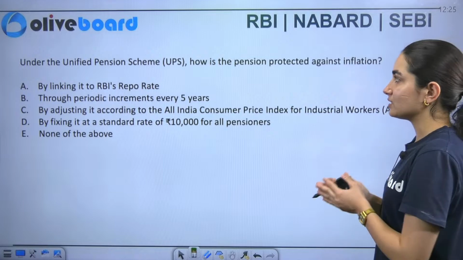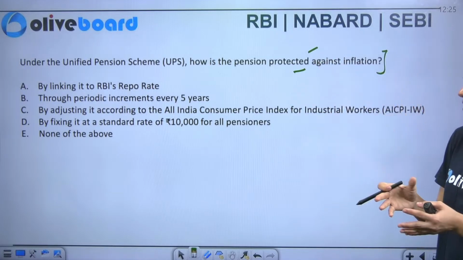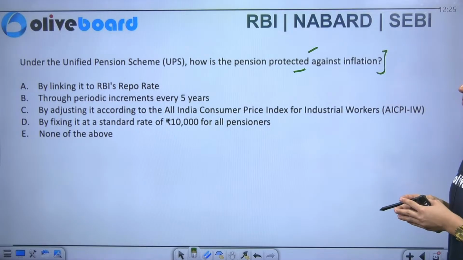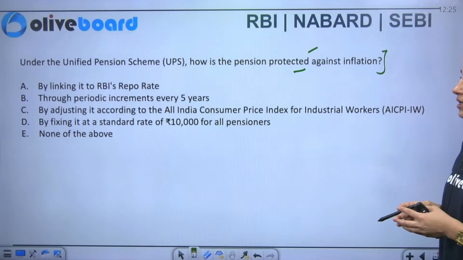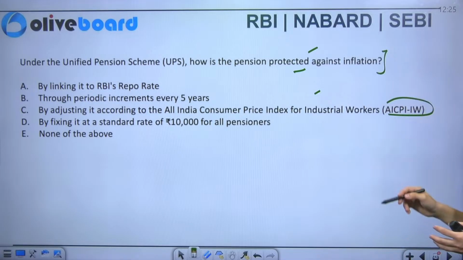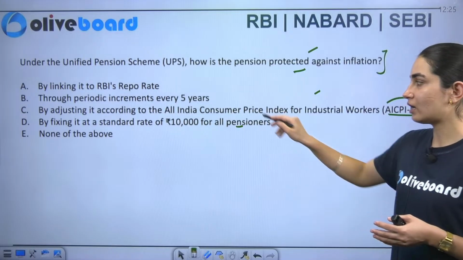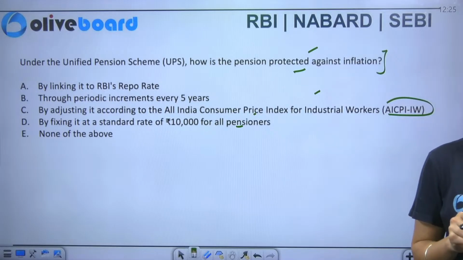Under UPS, how is the pension protected against inflation? Is it by linking it to the RBI's repo rate? Through periodic increments after every 5 years? By adjusting it to the All India Consumer Price Index for industrial workers? Is it by fixing a standard rate, that is 10,000 for all pensioners, or is it none of the above, NOTA?